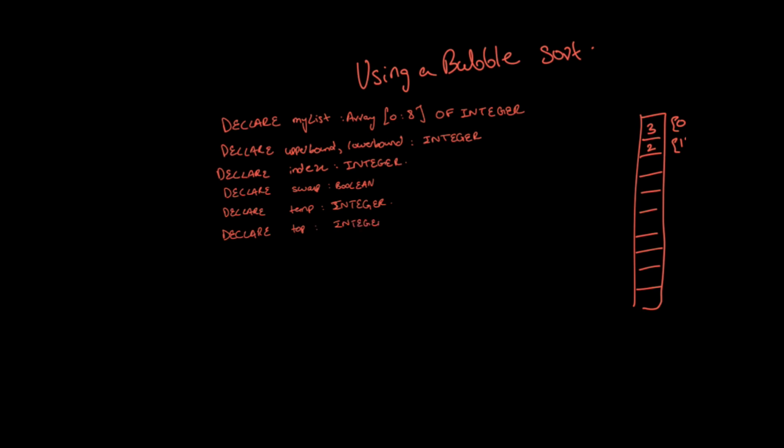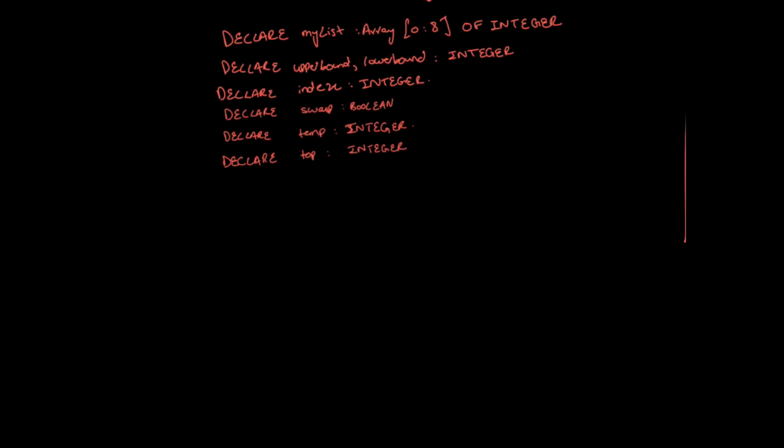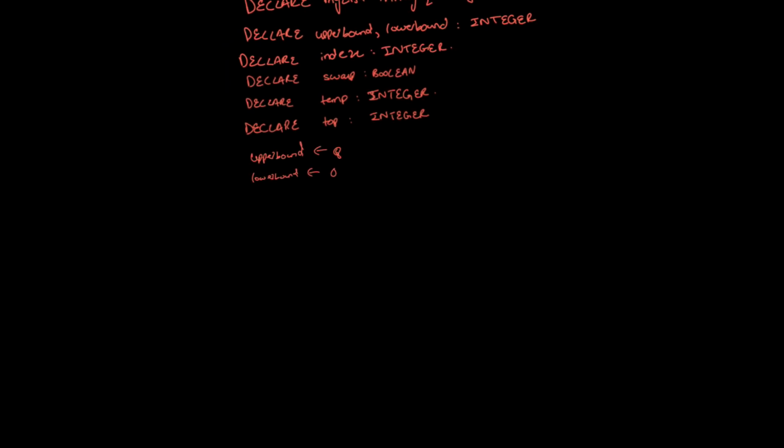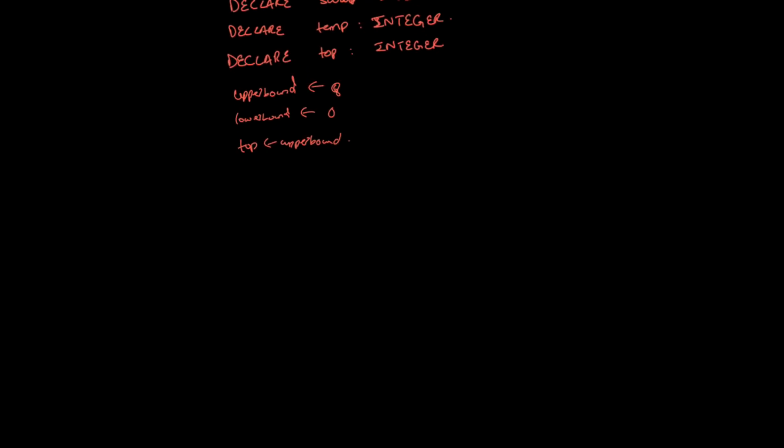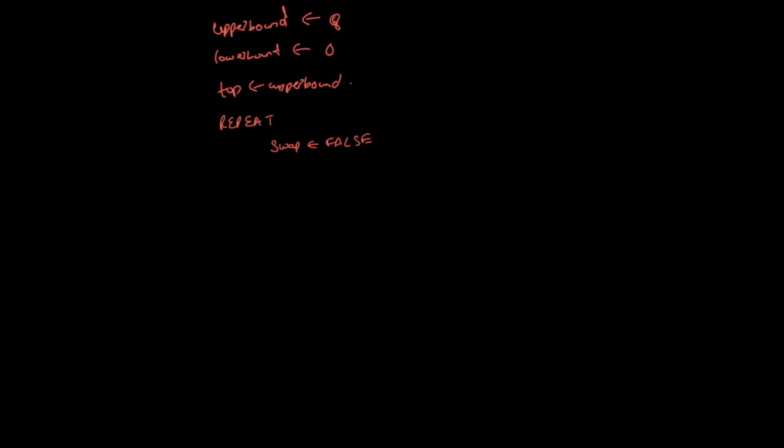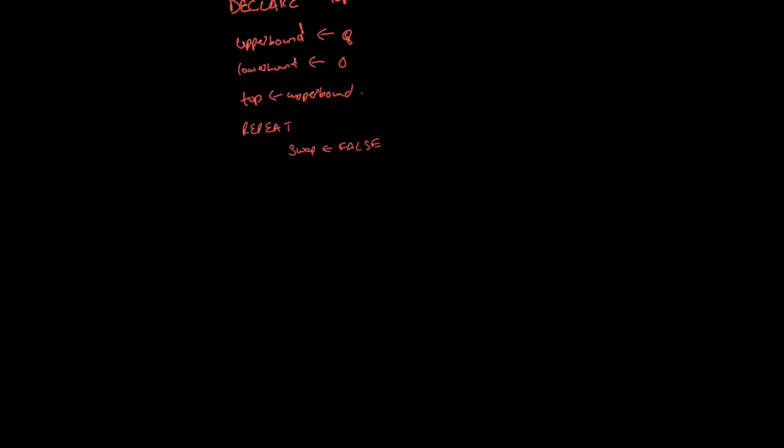When we start writing this algorithm, we need to understand what's going on. We're going to have upper bound be 8 and lower bound be 0, and then we're going to assign top the value of upper bound like we did last time. Then we're going to have a repeat structure again, and we're going to initialize our swap variable as false, and we're going to try to prove this wrong. Whenever this is wrong, we'll see what our algorithm does.